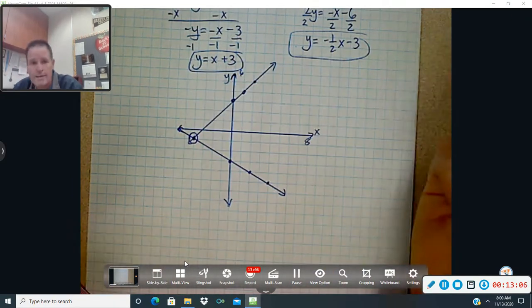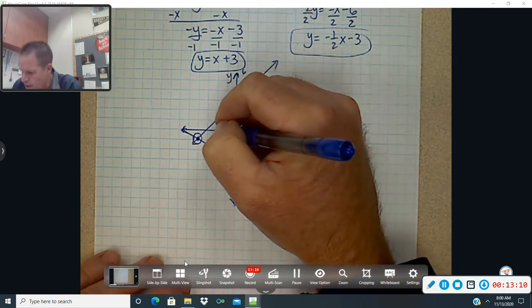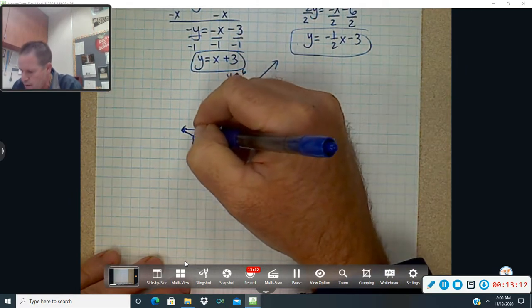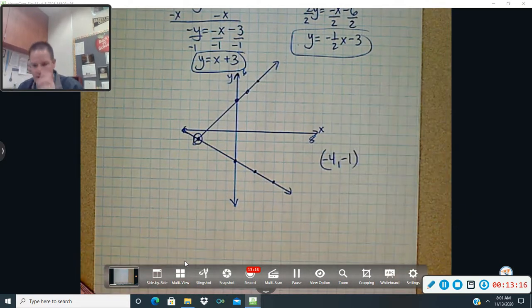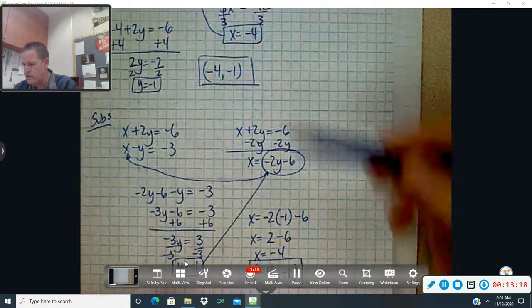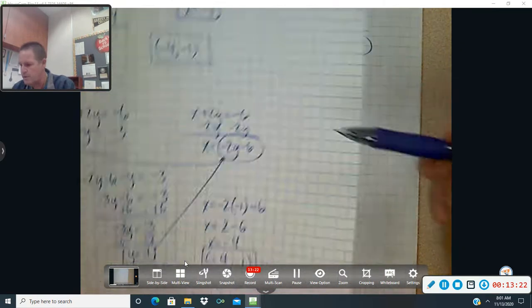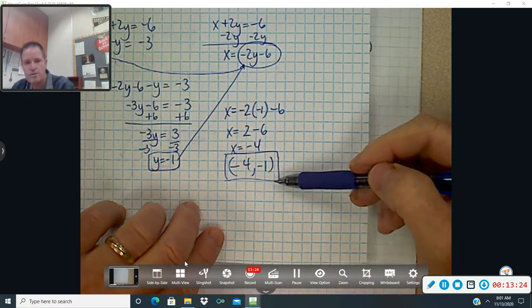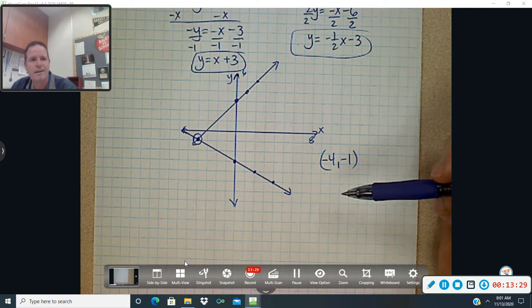Now, what is that point? Remember, the answer is not the graph. It's negative 1, 2, 3, 4, comma negative 1. And if you look back at the other two methods, what answer did we get? By elimination, we got negative 4, comma negative 1. By substitution, we got negative 4, negative 1. And by graphing, we got negative 4, comma negative 1.